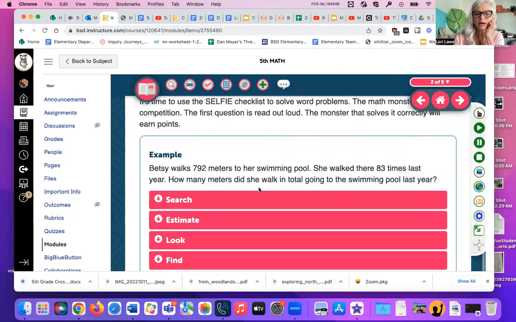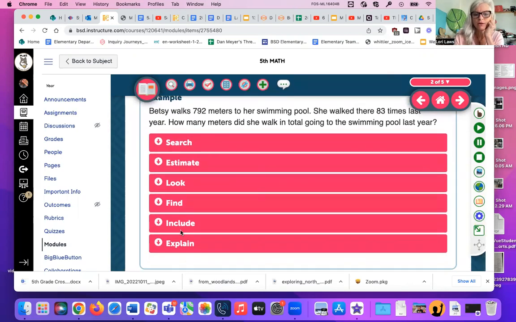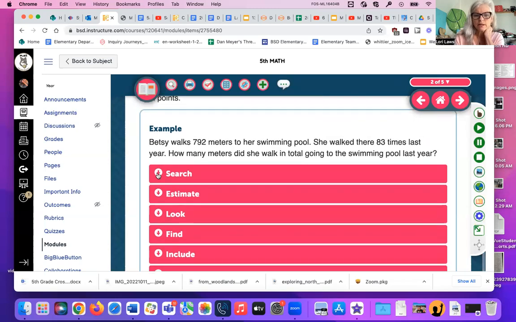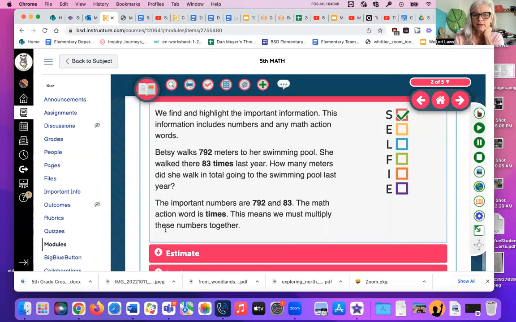So SELFIE is one way to go through it. And then they take you through all those steps, the SELFIE, okay, on how to do multiplication. This is exactly like the multiplication you've been doing, except that you have to read the problem and pull the information out. Betsy walks 792 meters to her swimming pool. She walked there 83 times last year. How many meters did she walk in total going to the swimming pool last year?